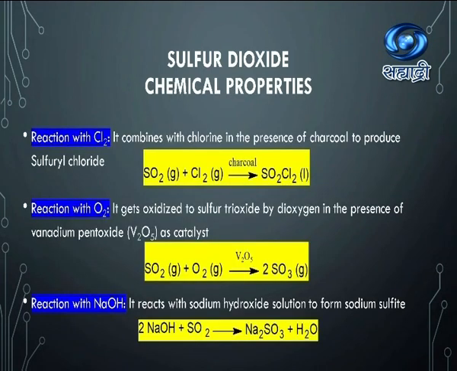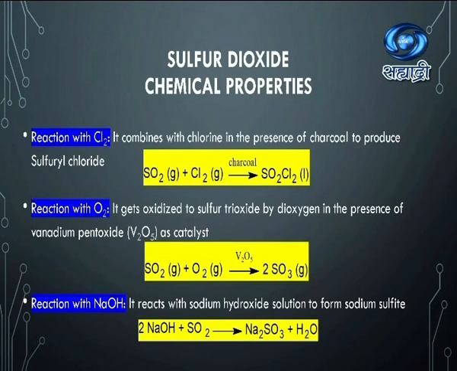Now let us consider some of the chemical properties of sulfur dioxide. The very first is reaction with chlorine. It combines with chlorine in presence of charcoal to produce sulfuryl chloride. So the equation is given: SO2 plus Cl2, in presence of charcoal, that is carbon, forms SO2Cl2. SO2Cl2 is sulfuryl chloride. Then the second reaction is with oxygen.